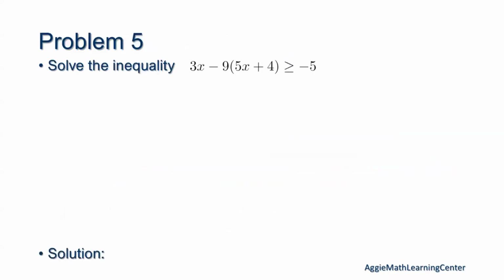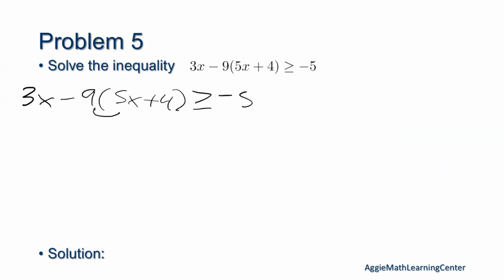Okay, so here we'll do an example of this. So we have 3x minus 9 times 5x plus 4 is greater than or equal to -5. So first thing I'm going to do is I'm going to distribute this 9 to clean it up a little bit. We have 3x minus 45x minus 36 is greater than or equal to -5. So here I multiplied by a negative. Why did I not switch the sign?